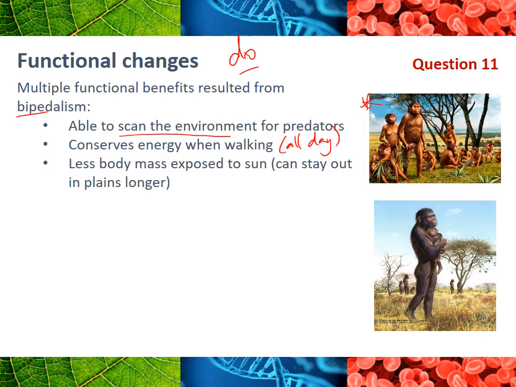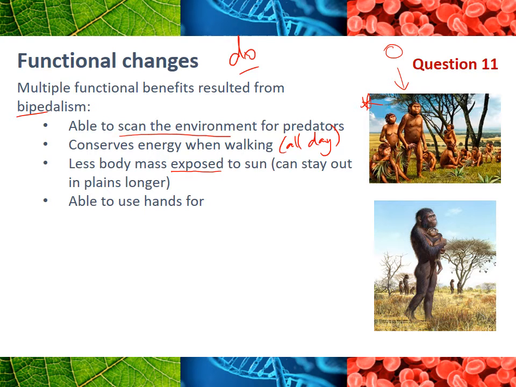Another thing about walking up straight is that it meant that less of our body was exposed to the sun. There was less surface area in the sun. If we think about the sun coming straight down, that meant that we were less likely to overheat, and again could stay out all day, which is really important for the reasons I mentioned before.